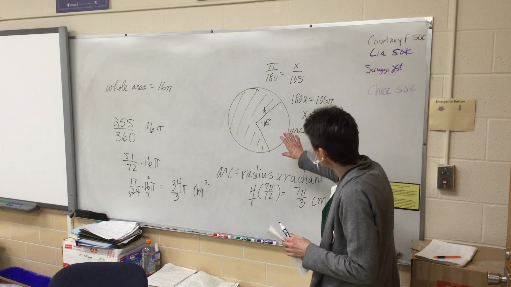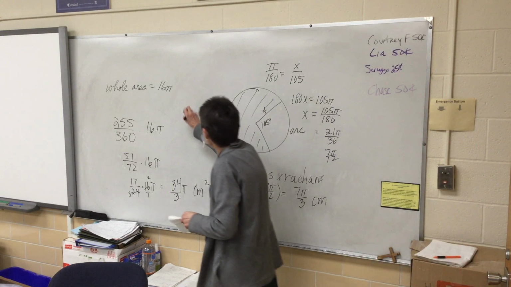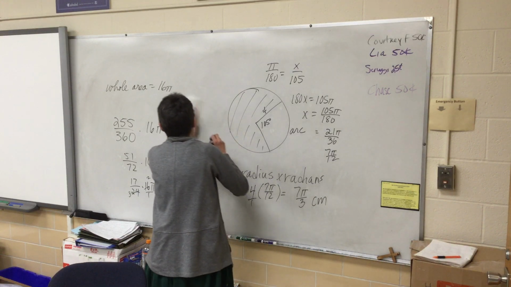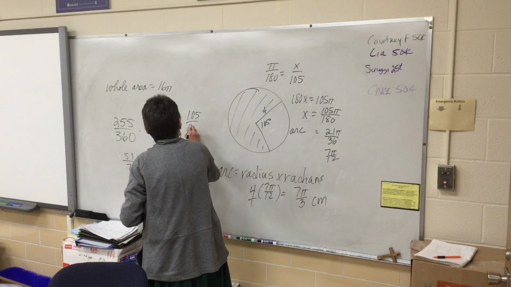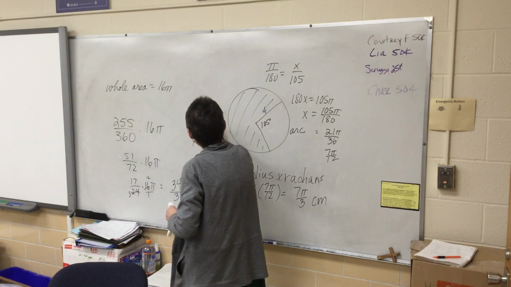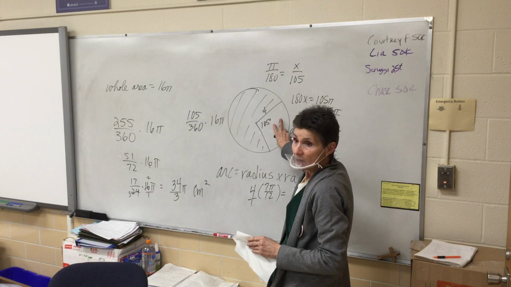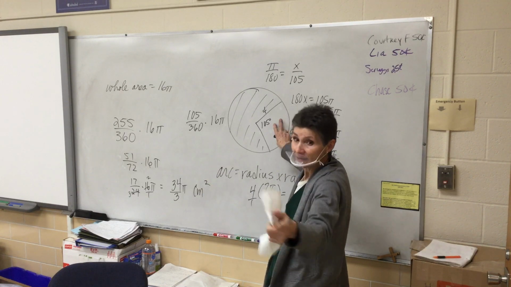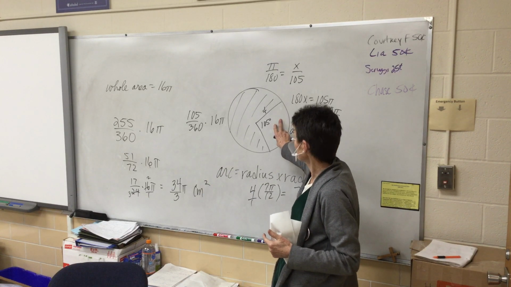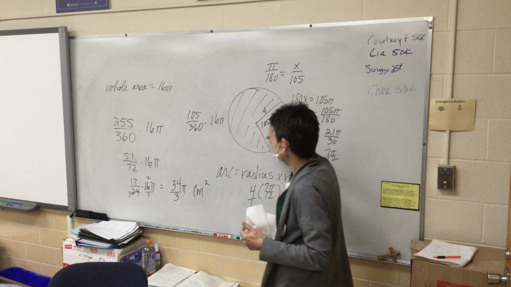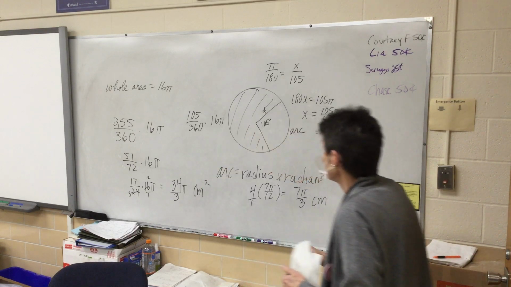Now, could we have done 105 3/60ths? Found this area right here, which would be the area of this, and then subtracted that from 16 pi like you were talking about? Absolutely, you can do that. Just don't forget to subtract after you get that figured out.